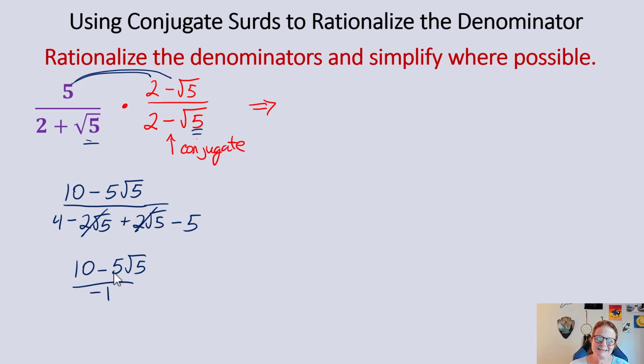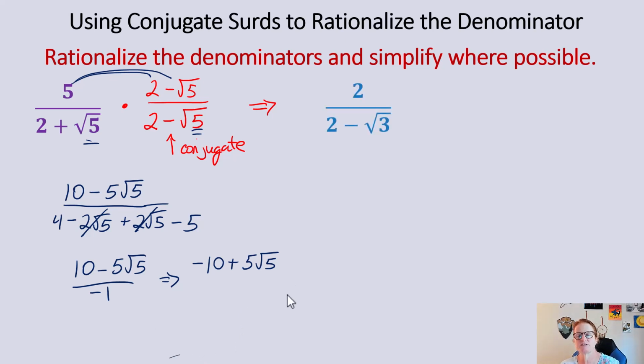So you may see it in this format in your book, but most likely they go ahead and deal with the negative 1 and they make it negative 10 plus 5 square root of 5. So either answer would be correct. Go ahead and do this next one. Pause. See if you can figure it out.